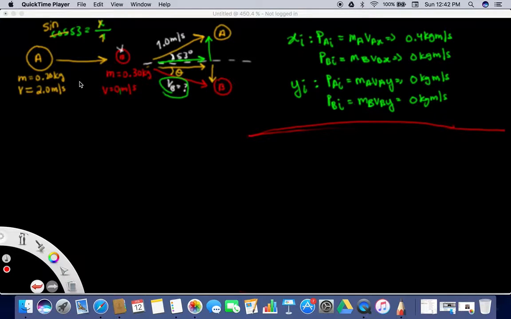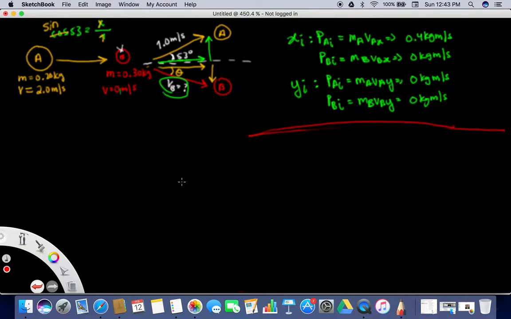Alright guys, welcome to part 2 of our two-dimensional collision problem, specifically an elastic collision problem. I had to cut the video in half because the first video was getting a little too long. Where we left off in the first video, we were discussing how the momentum in any collision is conserved. So the total momentum in our x and the total momentum in our y should stay the same before the collision and after the collision.